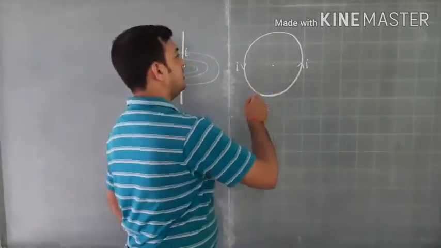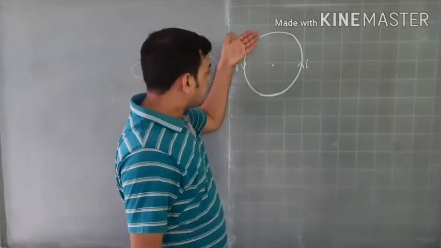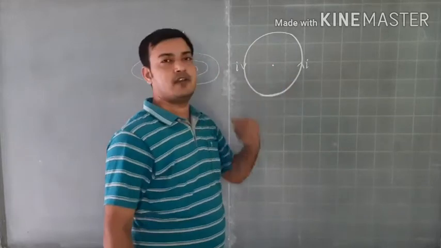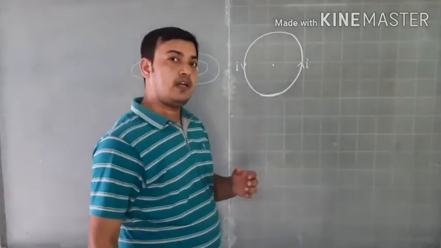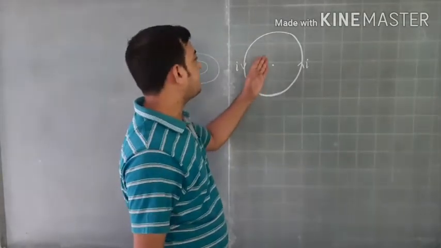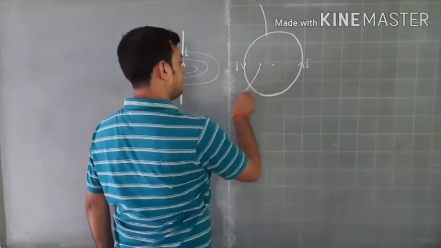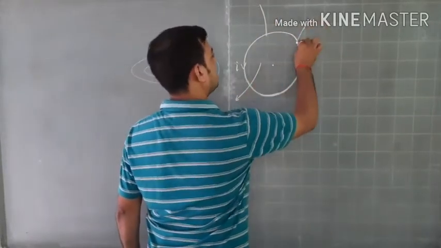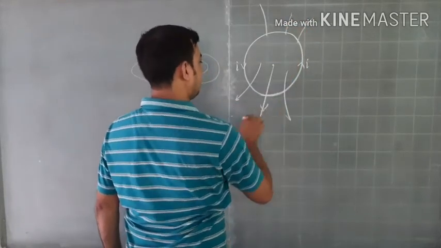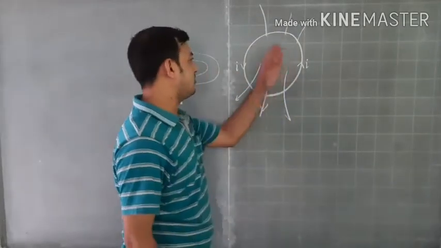Or you can say that the magnetic field lines will enter the back surface of this ring and will come out from the front face of the ring. So if I want to draw the magnetic field lines for this, since the magnetic field lines are coming out, I can draw it like this. These are the magnetic field lines and they are coming out from the front surface of this loop.